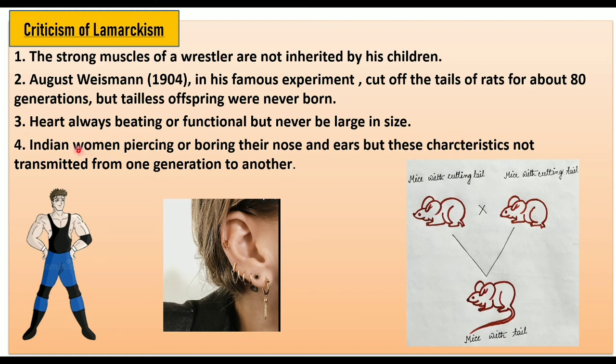Another example is Indian women. Indian women pierce their nose and ears, but these characteristics are not transmitted from one generation to another. Their offspring are not born with pierced noses. So these are some examples which criticize Lamarckism.